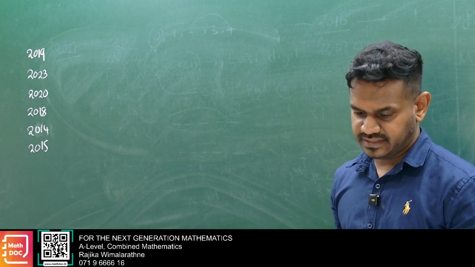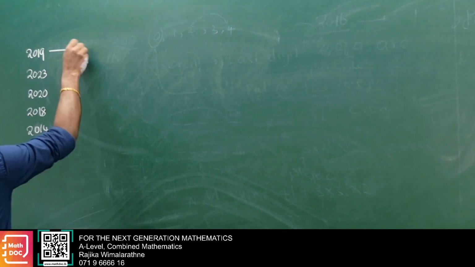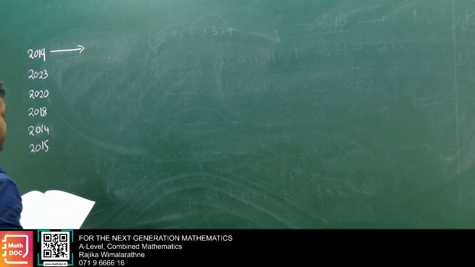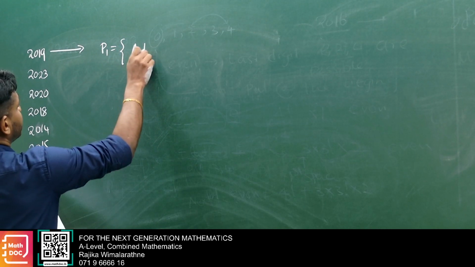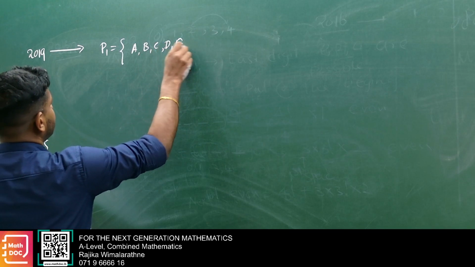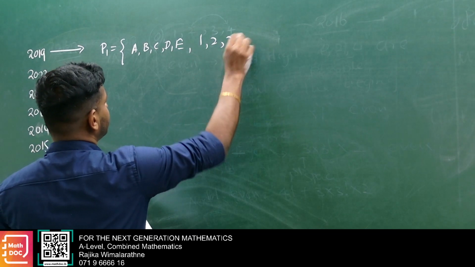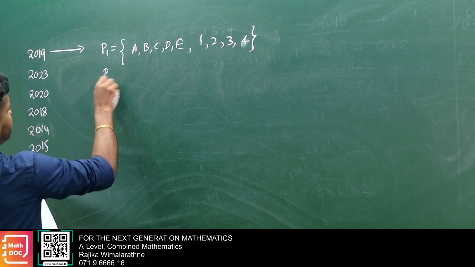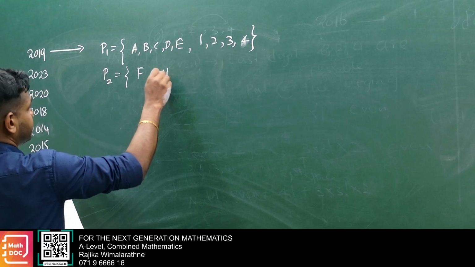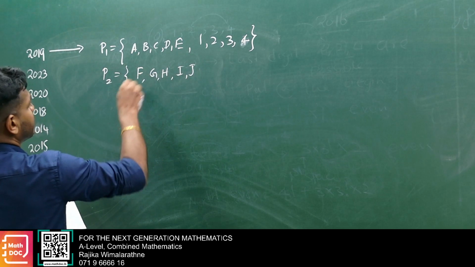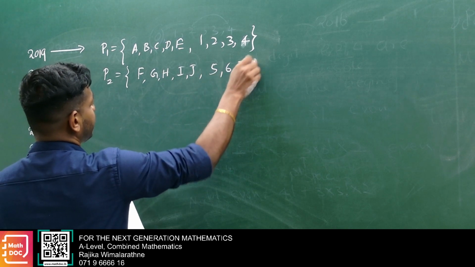Okay, the 2019 question. Here the P1 set is A B C D E and 1 2 3 4. The P2 set is F G H I J and 5 6 7 8.